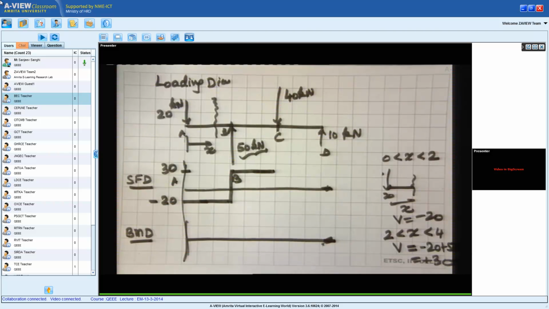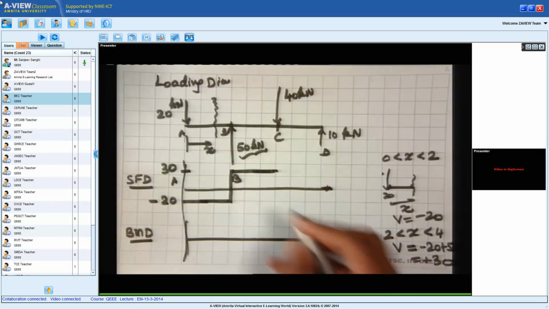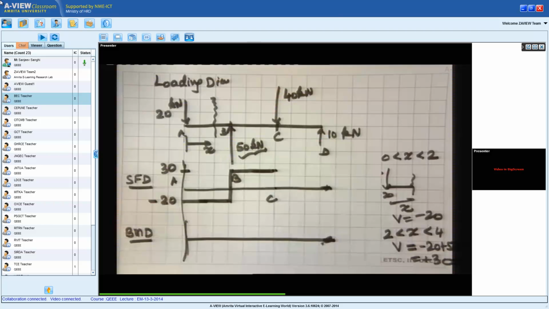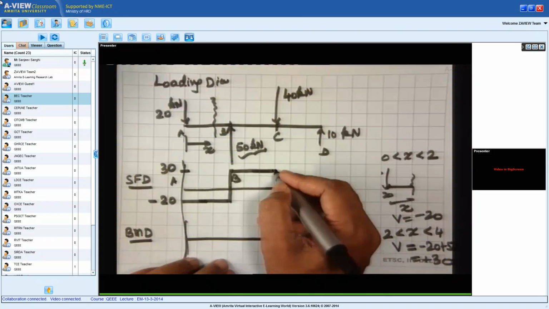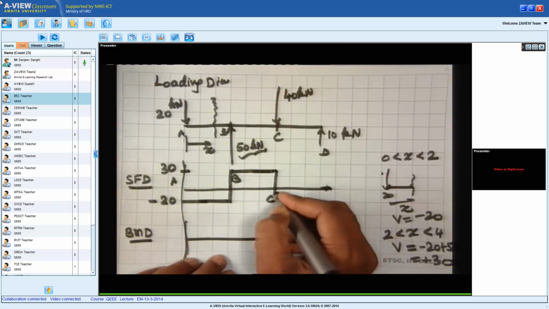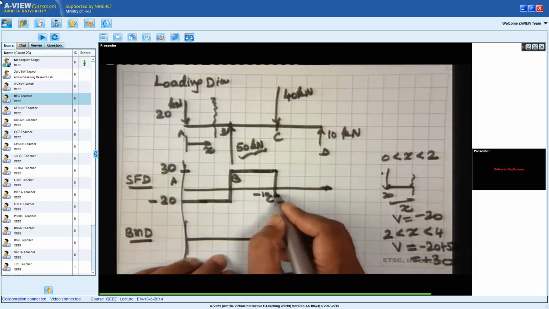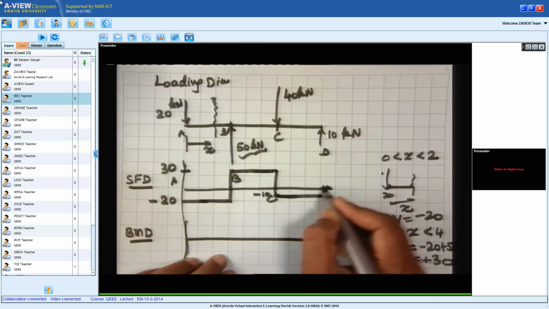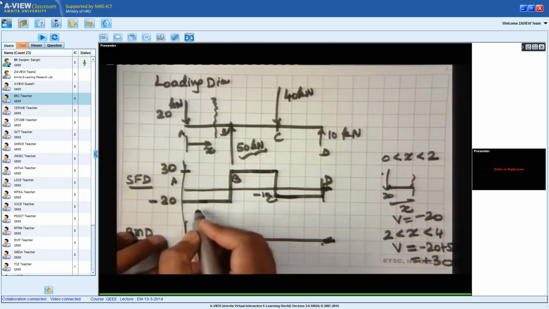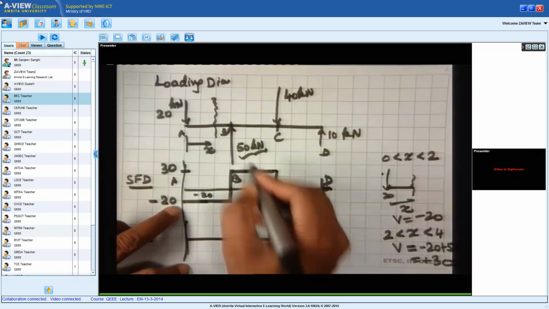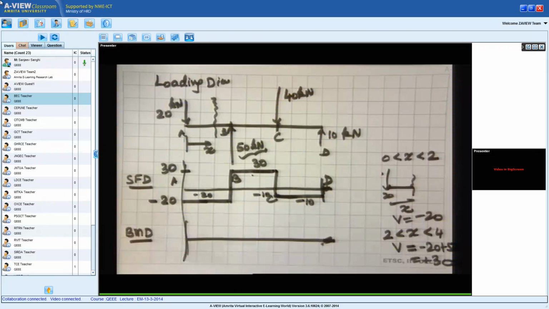plus 30. And now, can you tell me what will happen when I cross C? When I cross C, what should I add to 50? I should add minus 40, because this is a minus 40 force. So when I add minus 40, I will come down to minus 10. And then I continue at minus 10 till I come to the point D, and that is what the shear force diagram looks like. So the shear force diagram is minus 20 here, its value is plus 30 and this is minus 10. So this is the shear force diagram for this beam.